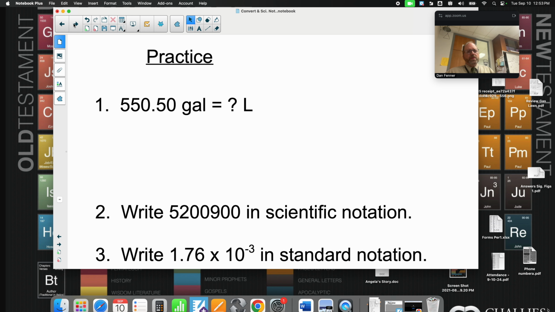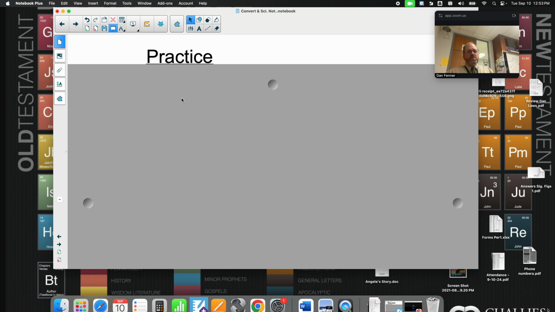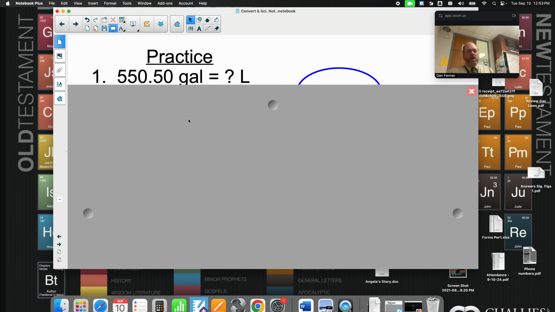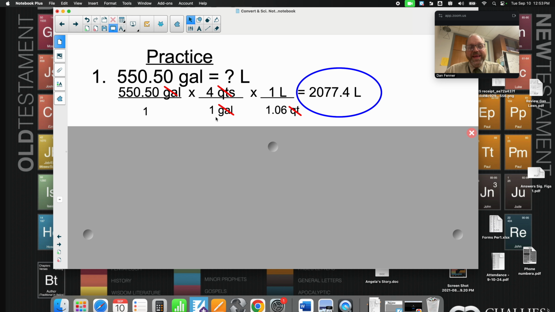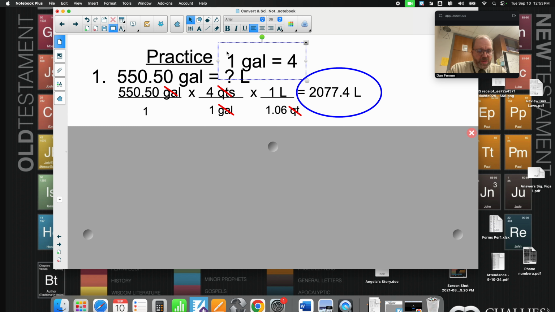So let's look at this one. Let's take the first problem. We want to know how many liters are in 550.50 gallons. All right. So my equalities: I have that 1 gallon is 4 quarts, and I have that 1 liter is 1.06 quarts.